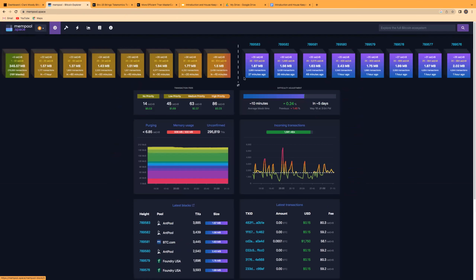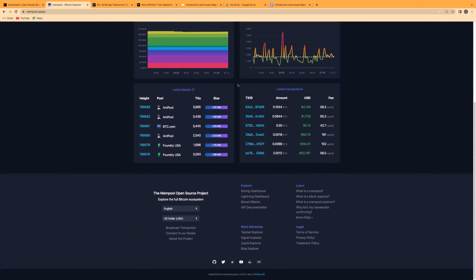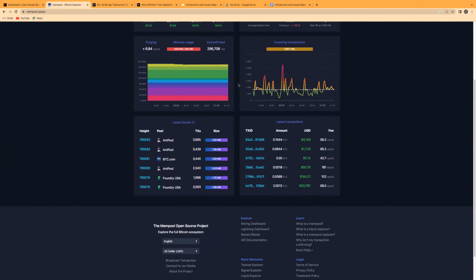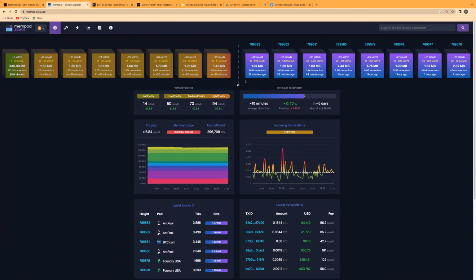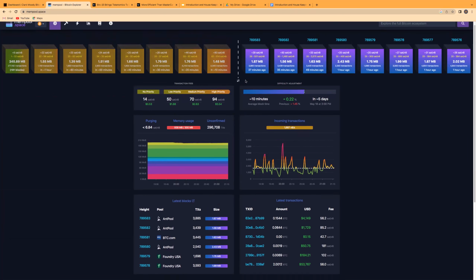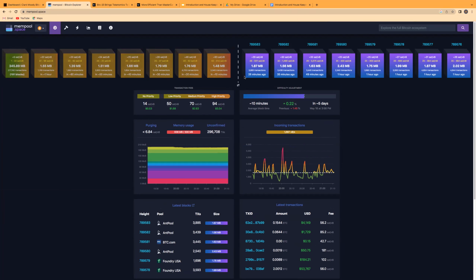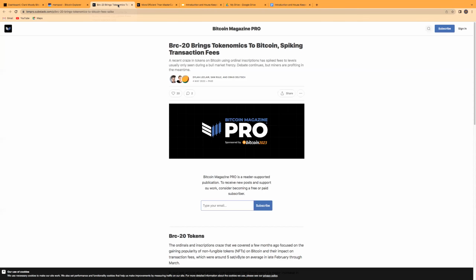Going back to the start, as you can see, all blocks continue to be full, which is well, it's interesting to see, at least. I'll say that. So I've got a couple of articles that I just wanted to touch on here.